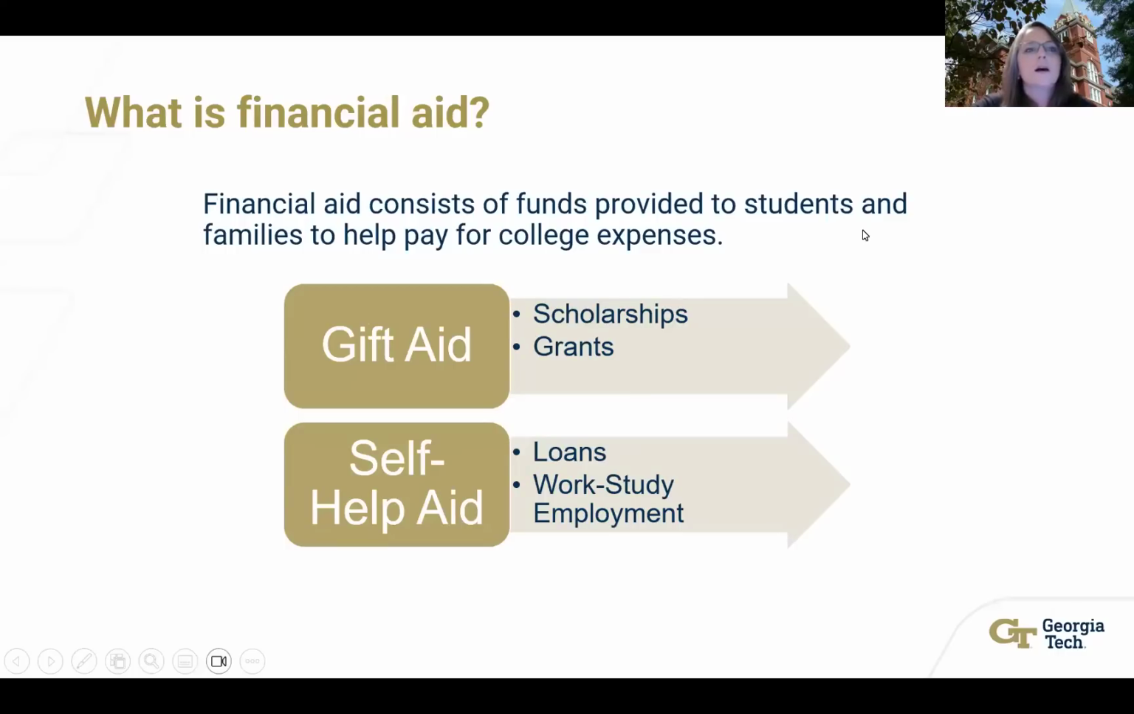So let's talk about the different kinds of financial aid. Financial aid consists of all of the funding that's available for students and parents to help pay for the college expenses. And it comes in two different forms. We have gift aid and self-help aid. Gift aid is going to be the free money, your scholarships and grants, and those are things that don't have to be repaid. There's also self-help aid. And this comes in the form of federal student loans, private loans, and work study or student employment.